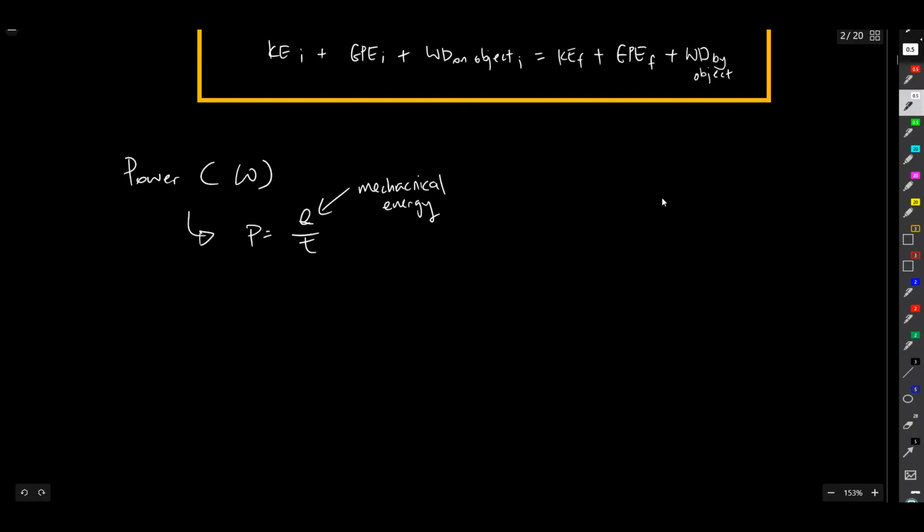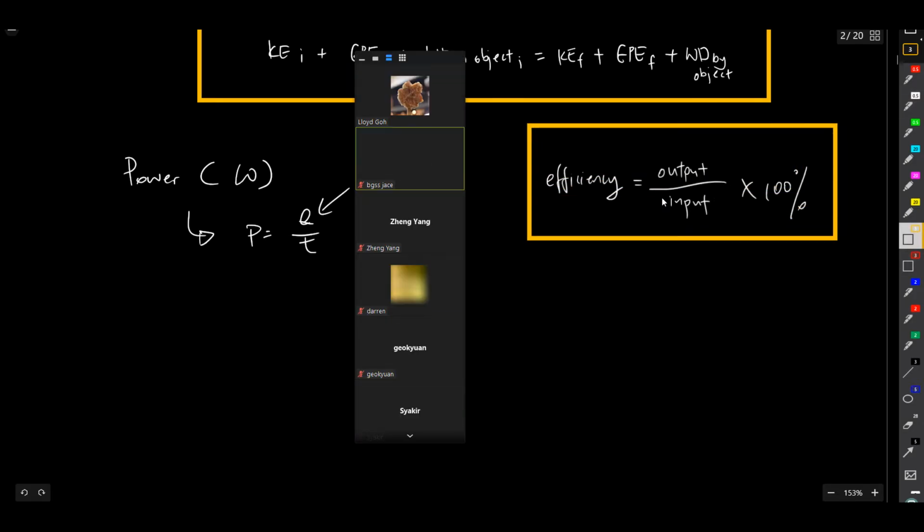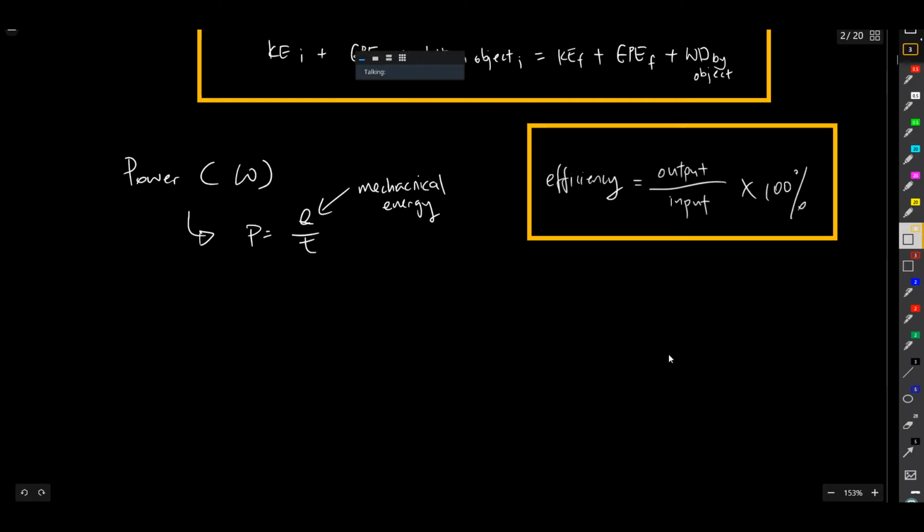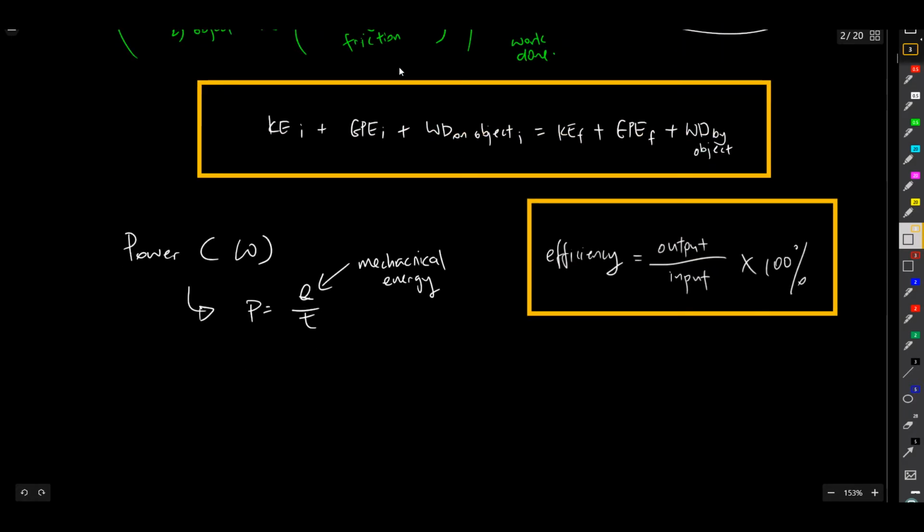Now we go to the idea of efficiency, because nothing in this world is actually 100% efficient. Efficiency is given by output of anything over input. Depending on what you want, how efficient is the power system? How efficient is the energy system? Then it will be output power over input power, or output energy over input energy, respectively. This is the formula for efficiency. It's always out over in. That's how you calculate efficiency.